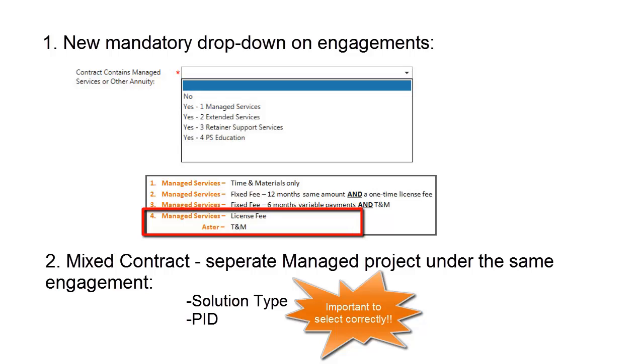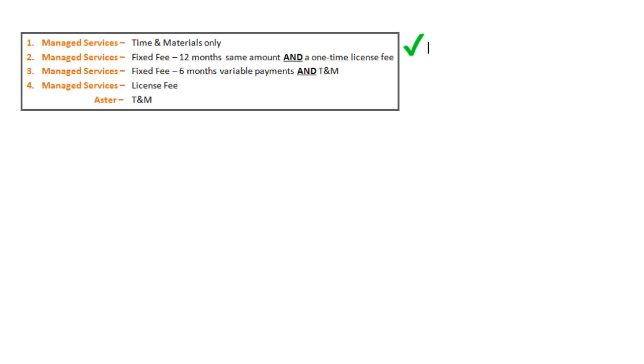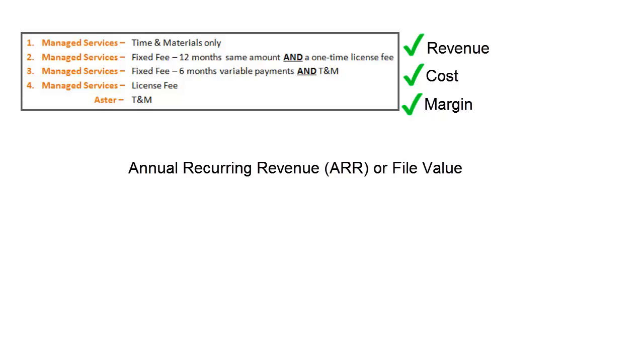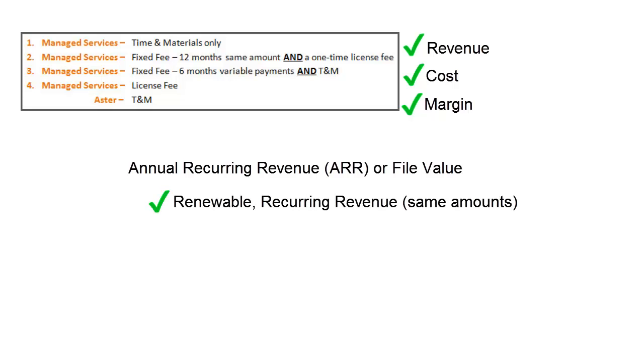There is still something additional that we need to track, but are unable to do without one more new process. Sticking with our managed services example, we can get revenue, cost, and margin for these engagements. But one calculation that is still needed and required by Teradata leadership is called the annual recurring revenue, also referred to as ARR or file value. This is a calculation that tells us the value of our renewable contracts that are recurring revenue amounts, meaning the same amount each month. This excludes all T&M and one-time or variable fees.